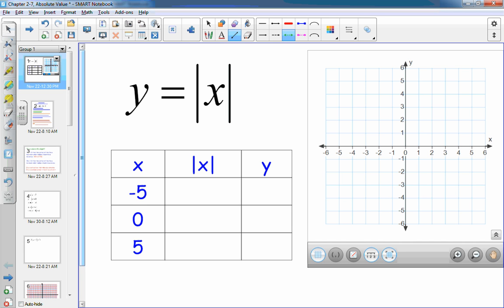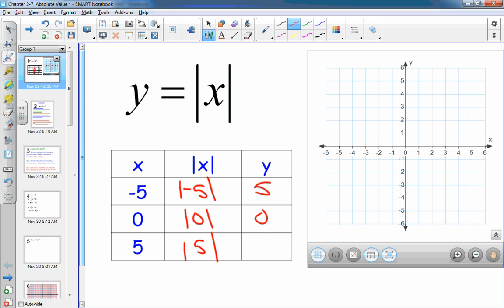So with that said, if I plug and chug into this, what is the absolute value of -5? In other words, how many units away from 0 is -5? 5. What is the absolute value of 0? And what is the absolute value of +5?